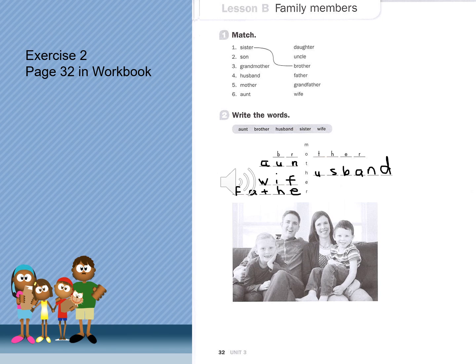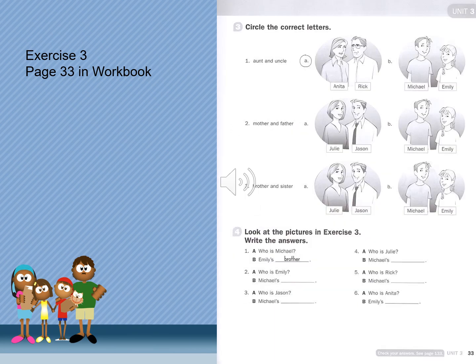Here are the answers. Compare what you see on the screen to what you did in your book. How did you do? Now we're on page 33. At the top of page 33, we're going to do exercise 3.